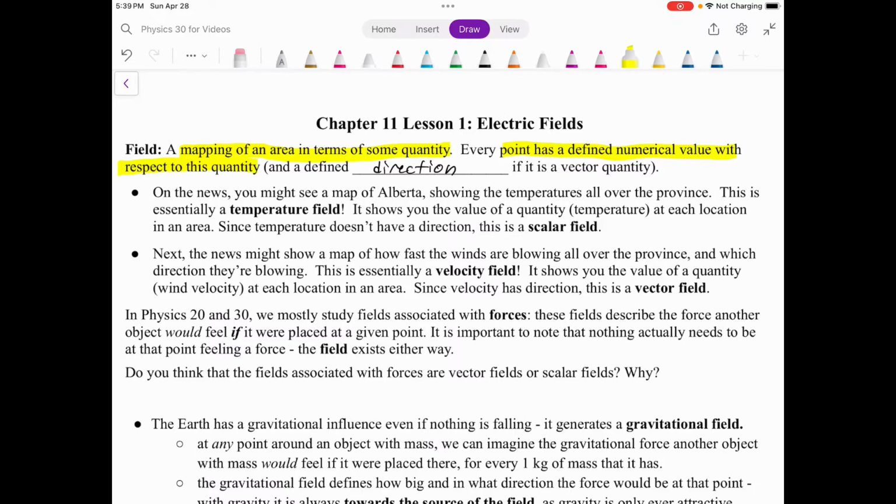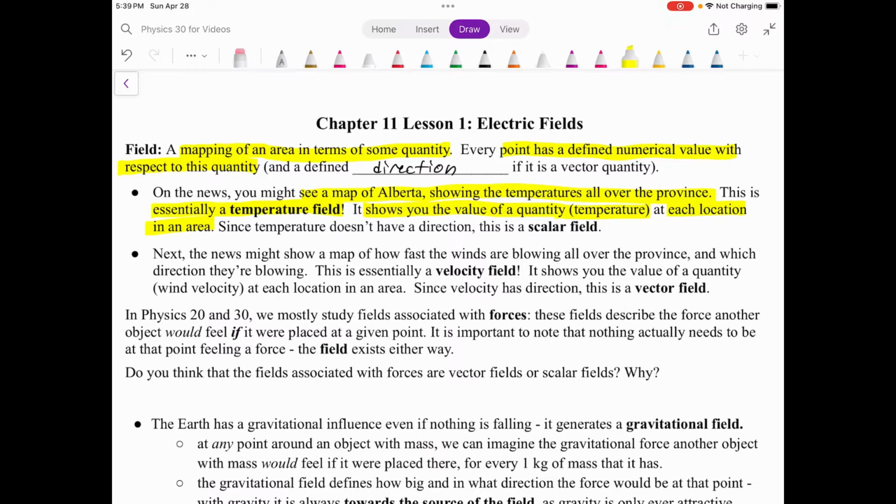So to get a feeling for this idea, you've actually seen what is essentially a field. If you've ever watched the morning news and they do the weather report, what do they often show? You might see a map of Alberta, and it shows the temperatures all over the province. That is essentially a temperature field because it's showing you the value of a quantity. In this case, that quantity would be the temperature at each location in an area.